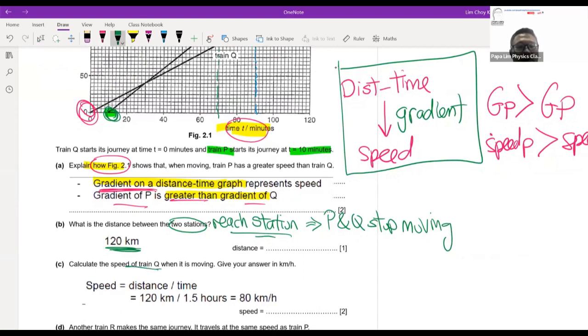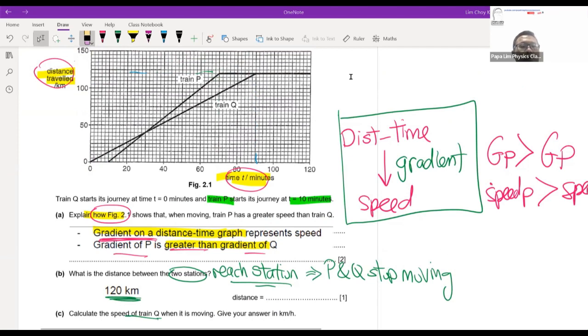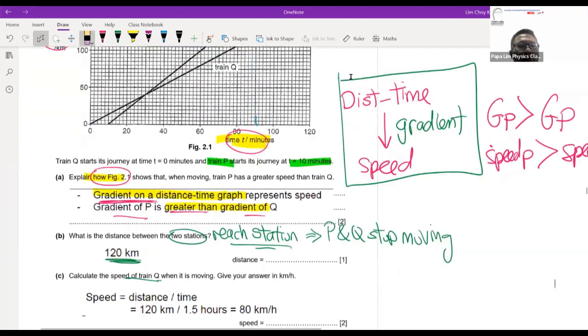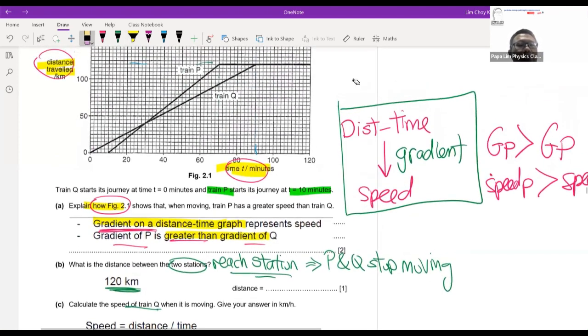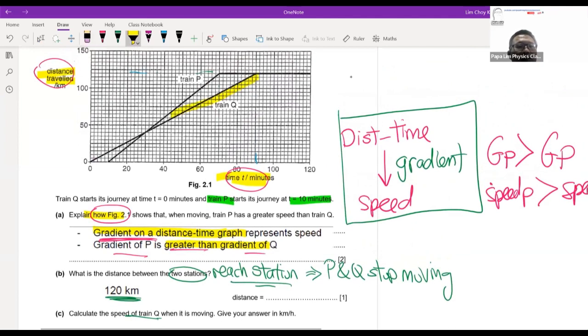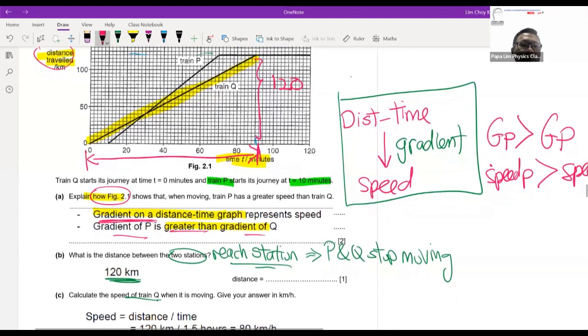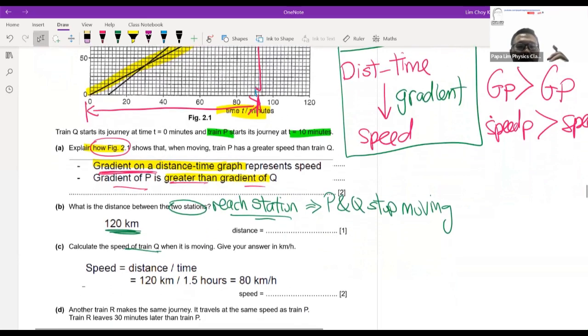Now, the speed of Q, of course, is where it's moving, which is the gradient. For the speed of Q, I'm looking at the gradient of the line here. Basically, I need to find the rise and the run for this particular line. For Q, I need the distance, or what I call the rise, which is 120. And I need the timing for where it reaches this distance of 120, which happens to be 90 minutes.